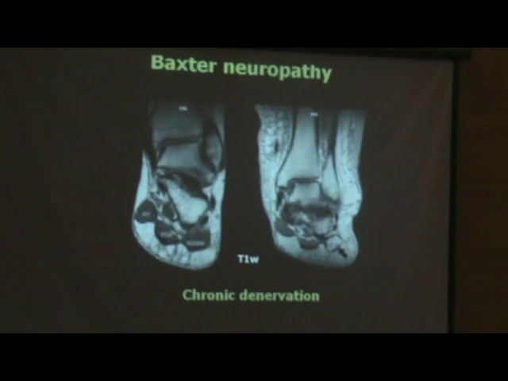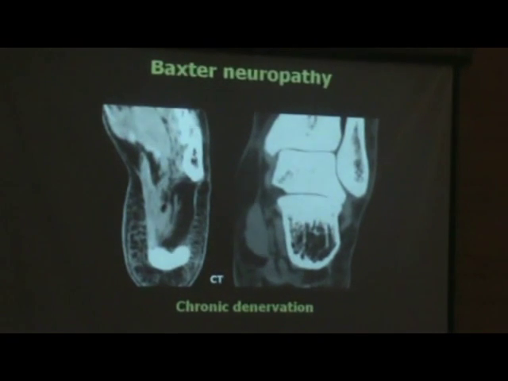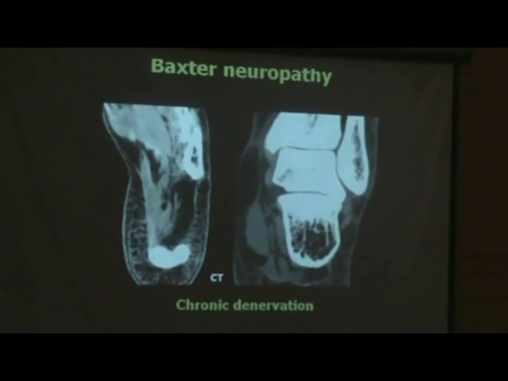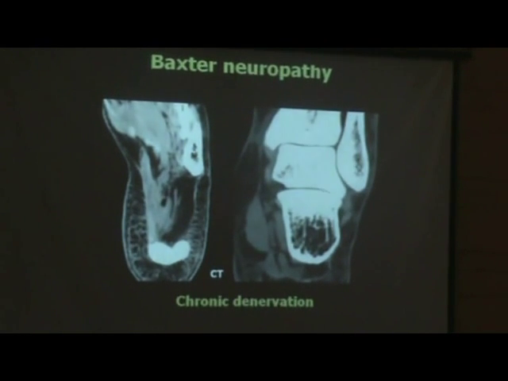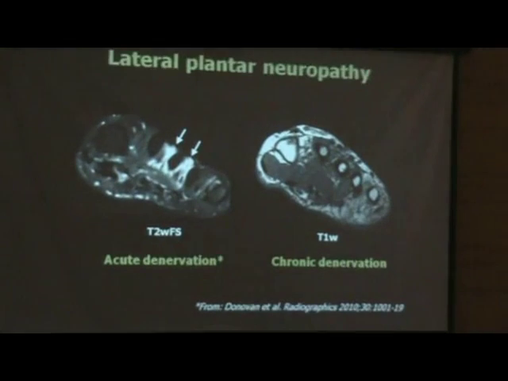So this is a normal abductor digiti minimi muscle, you can see here on your right image. Those are coronal T1 weighted sequences, and on the image on your left, you can see a very important atrophy of the muscle, telling us that there is chronic denervation because of entrapment in Baxter neuropathy. And this is a CT showing you again chronic denervation of the abductor digiti minimi muscle with very important atrophy. This is basically replaced by fat. There is no muscle anymore. This is a chronic Baxter neuropathy.